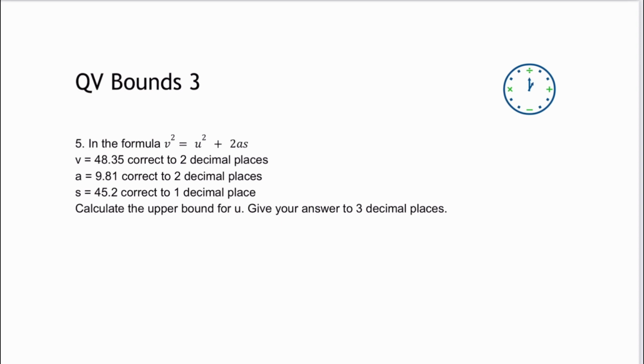Okay, so we're very definitely in grade 7 calculator paper territory, so we're going to be a little bit careful. We're going to be looking at this bounds question. So the first thing is I'm going to look at my individual values.